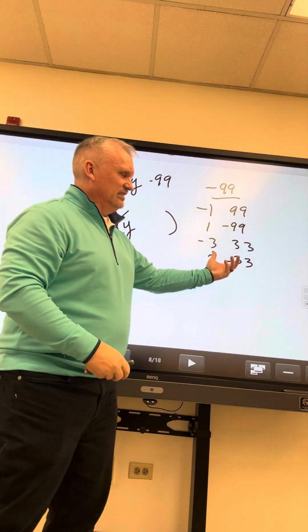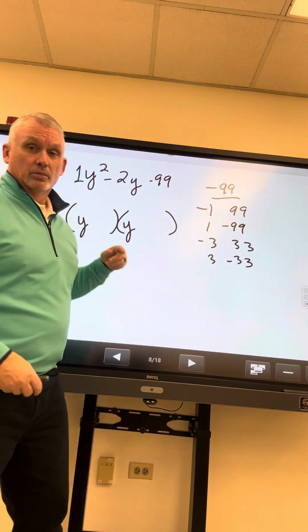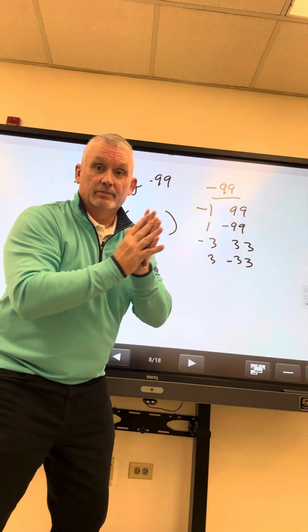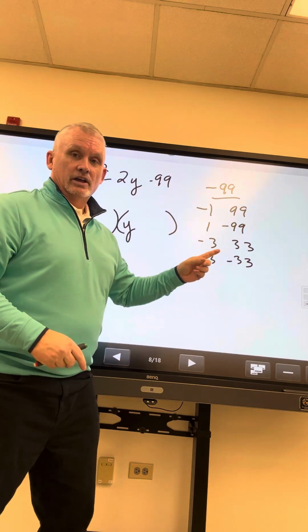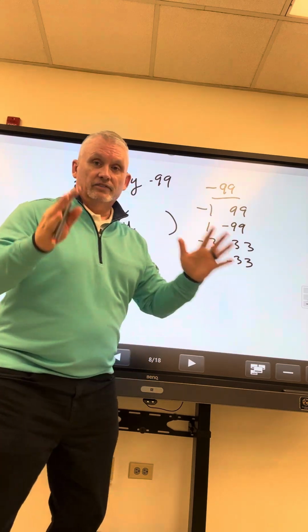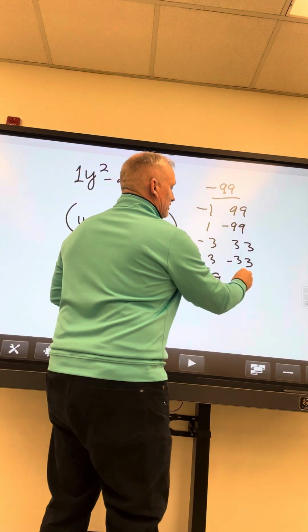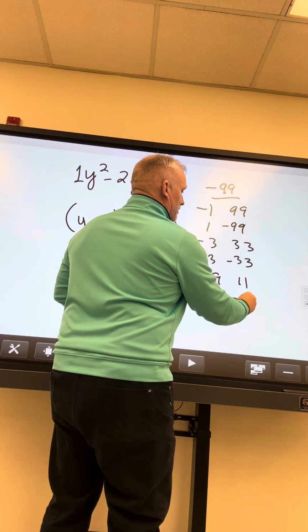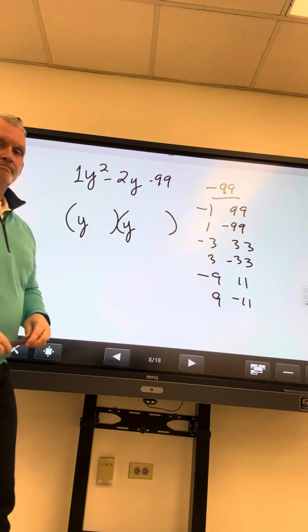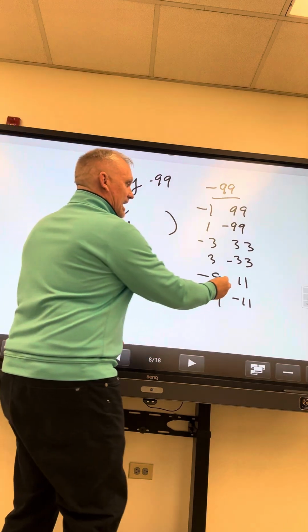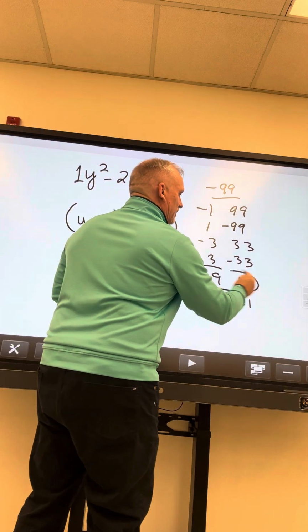Notice if I add these things together, I still get a big number. I want a small number. So these factors have to be close together. Let's do 9 and 11. Minus 9 and 11, 9 and minus 11. Now, if I add these 2 things together, I get 2.